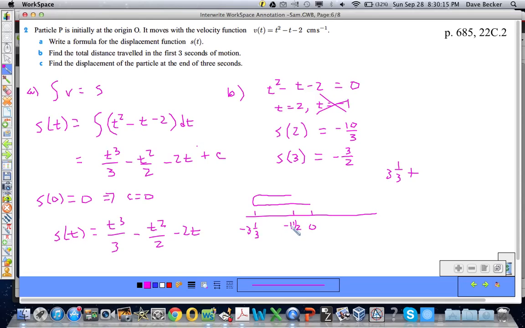So I traveled 3 1/3 plus the distance from 3 1/3 to 1 1/2. So that would be 3 1/3 plus 3 1/3 minus 3 halves. And if you work all that out, that's equal to 5 1/6.